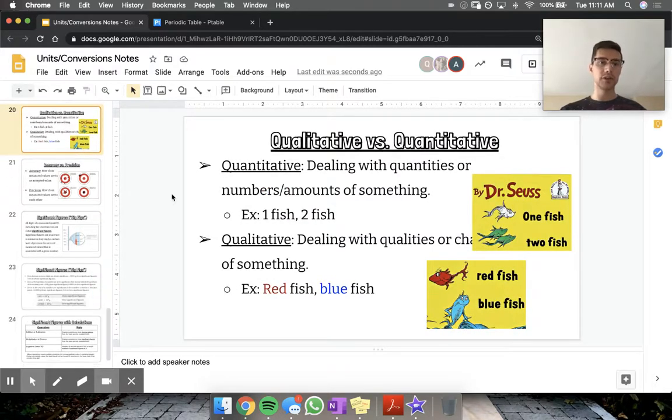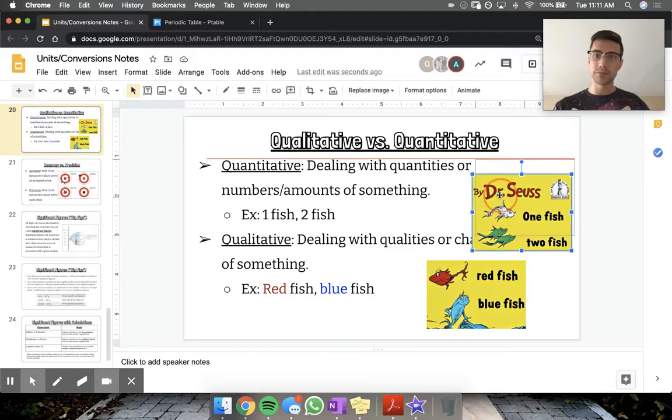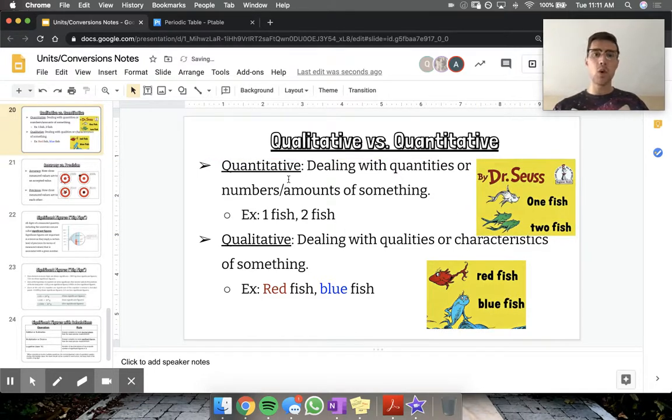Qualitative versus quantitative. All right, so in general, we have two different ways of describing quantities or variables in chemistry, okay? Now, quantitative or a quantity has to do with numbers, okay? 1 fish, 2 fish. 1 fish is a quantity, 2 fish is a quantity. A qualitative description has to do with the qualities or characteristics, right? Doesn't have anything to do with the numbers. A fish that's red, the fact that it's red is a quality of that fish. The fact that this fish is blue is a quality or a characteristic of that fish, okay?